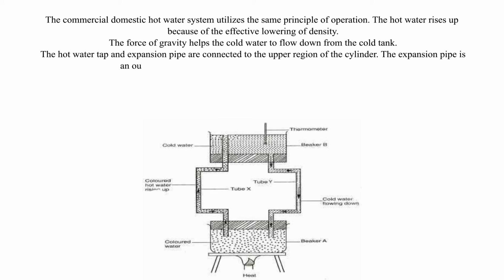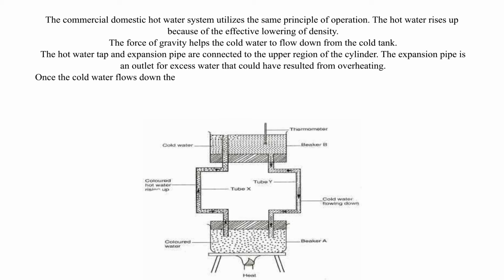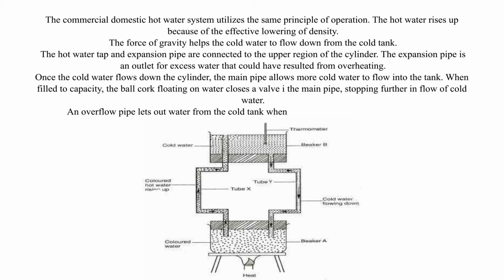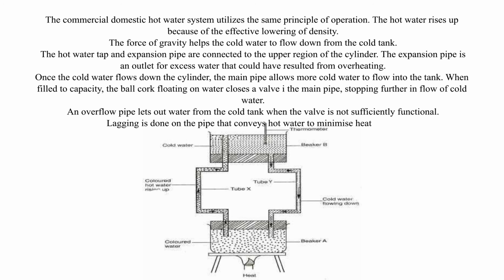The expansion pipe is an outlet for excess water that could have resulted from overheating. Once the cold water flows down the cylinder, the main pipe allows more cold water to flow into the tank. When filled to capacity, the ball cork floating on water closes a valve by the main pipe, stopping further inflow of cold water. An overflow pipe lets out water from the cold tank when the valve is not sufficiently functional. Lagging is done on the pipe that conveys hot water to minimize heat losses.